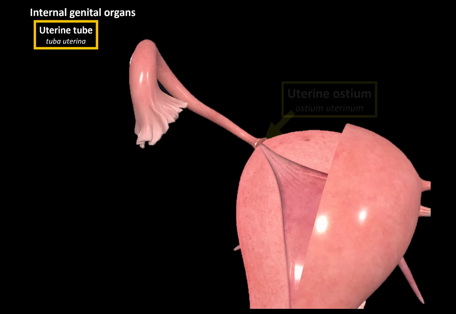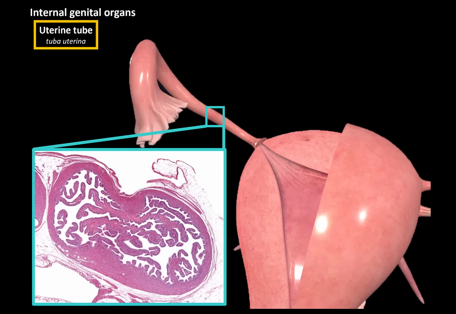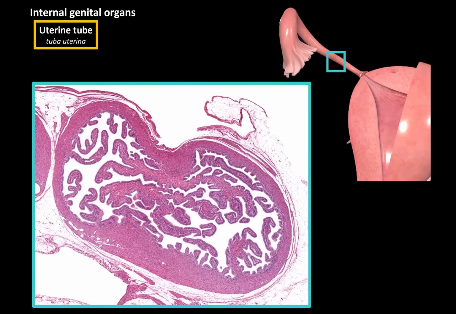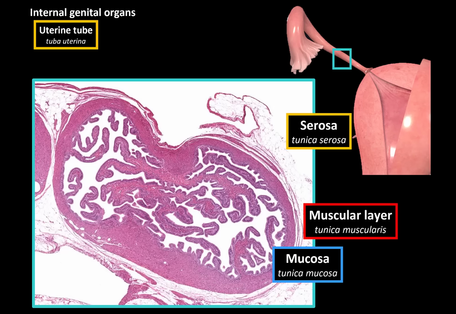Now I want to take a small segment of the fallopian tube and look at the walls to understand how the uterine tube is actually built. The uterine tube wall is simple. It consists of a mucosa, muscularis, and a serosa. The serous coat covers the tube intraperitoneally, except for an area where the mesosalpinx is, which is another part of the broad ligament of the uterus.